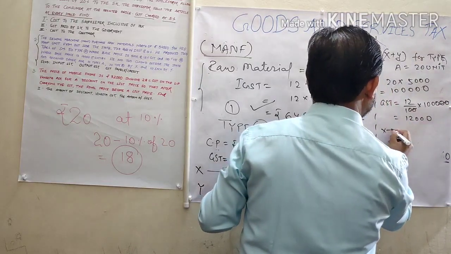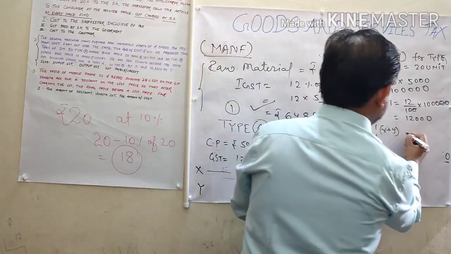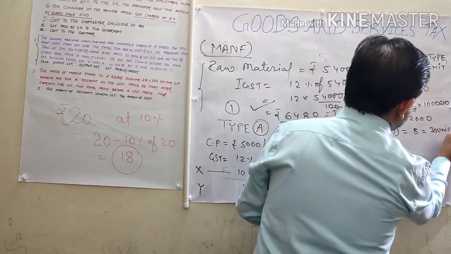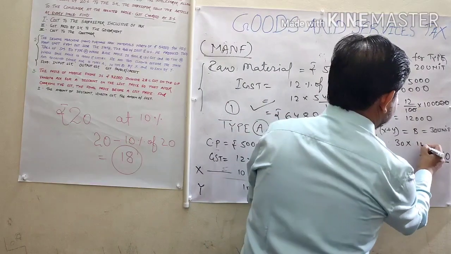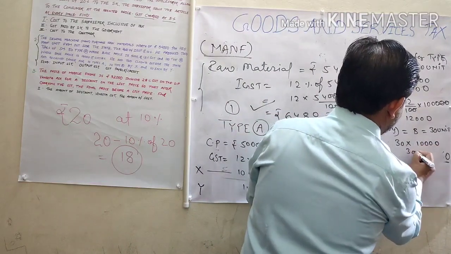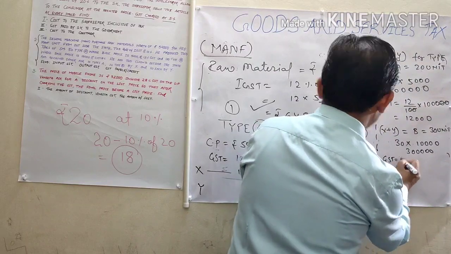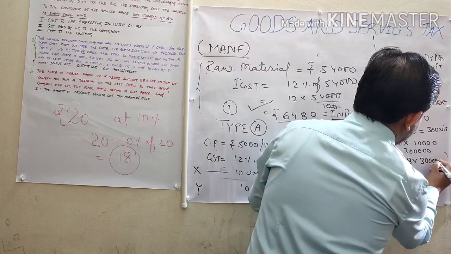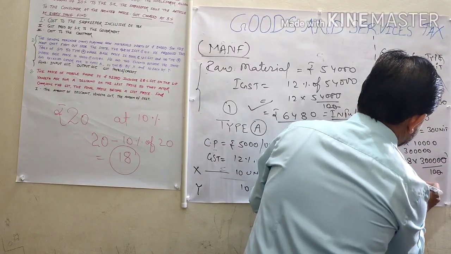And then X plus Y, how many type B? 20 plus 30. For B, 30 unit. I am writing directly. So 30 unit means 30 multiplied by base price. Base price is 10,000. This is 3 lakh. And then GST. GST is 18%. 18 multiplied by 3 lakh divided by 100. Double zero, 54,000.